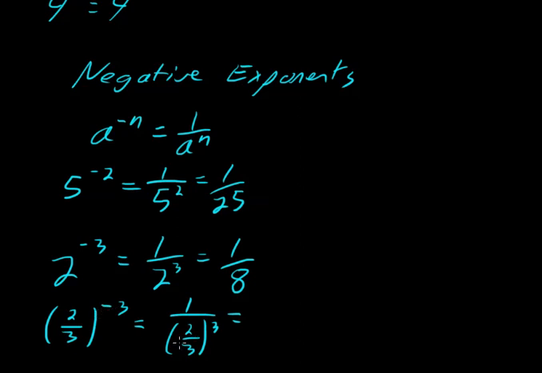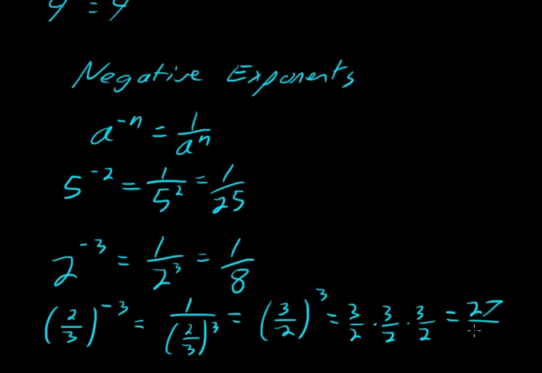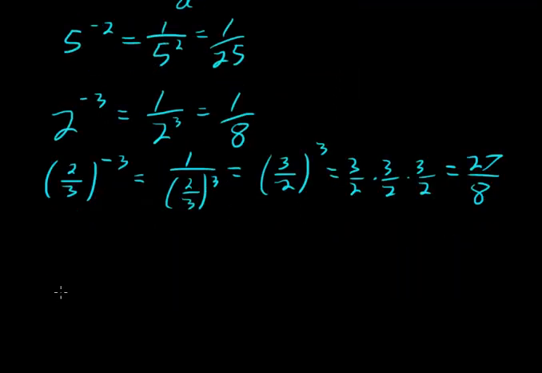So instead of doing it this way, we could instead write it as 3 halves to the third. So this is 3 halves times 3 halves times 3 halves, which would be 27 divided by 8.